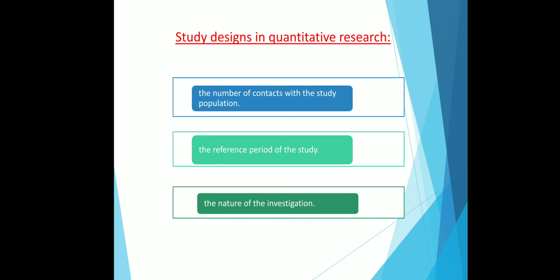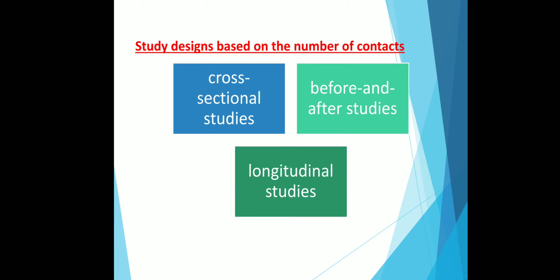The next is study design in quantitative research. Here we divide it into three broad areas. So first is the number of contacts with the study population. The second is the reference period of the study. And the third is the nature of the investigation. So let's go one by one. The first is the study design based on the number of contacts. Here there are three types. First is cross-sectional studies, second is before and after studies, and the third is longitudinal studies.